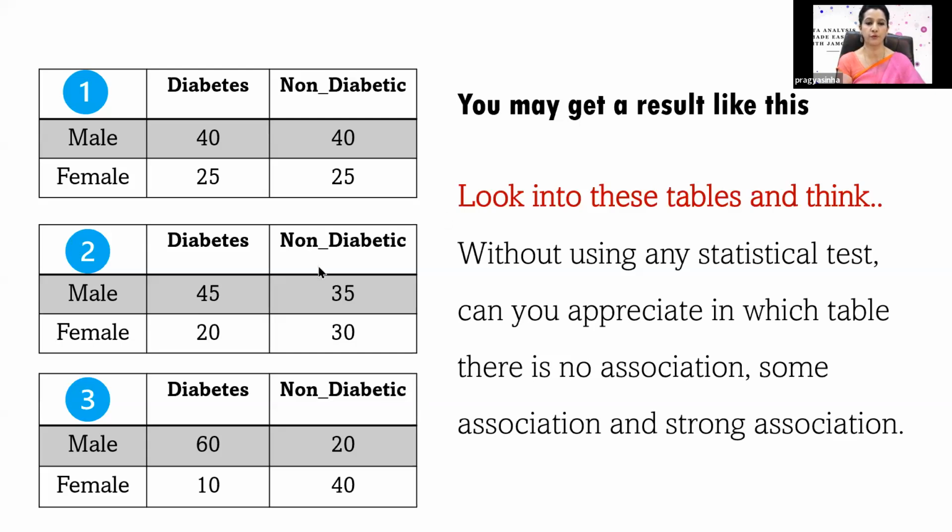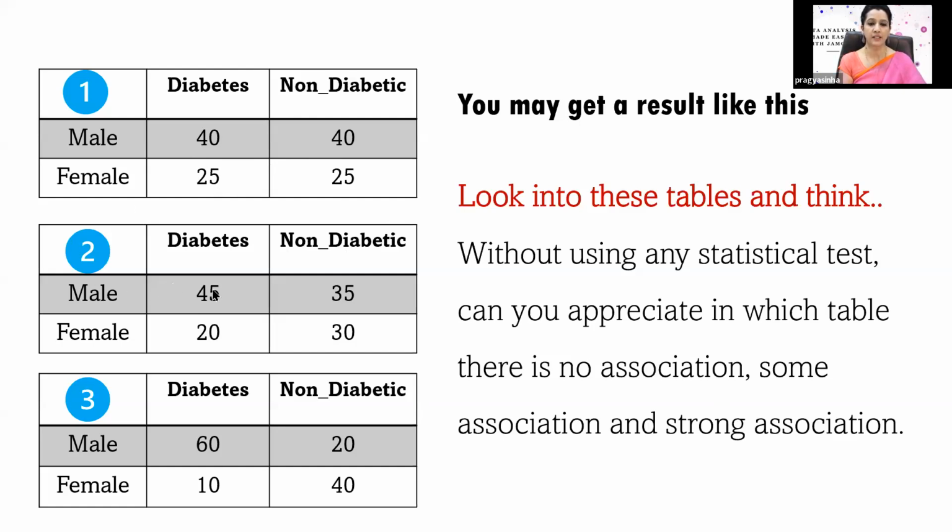So if you focus on table number 1 that you can see here, the male and female gender versus diabetic and non-diabetic. You can see there are 80 men and there are 50 women. And if you see, the distribution among diabetes and non-diabetes is equal. Now focus on table number 2.